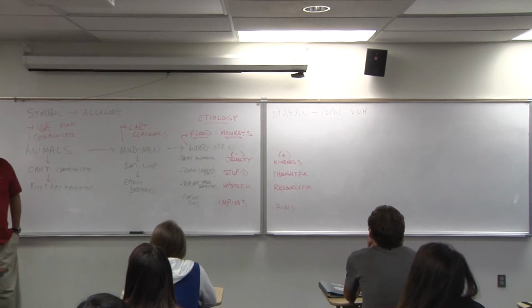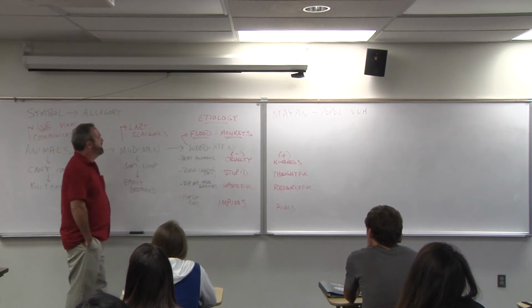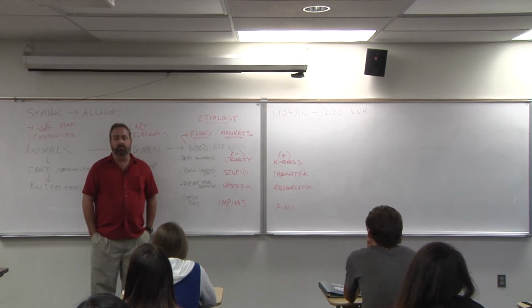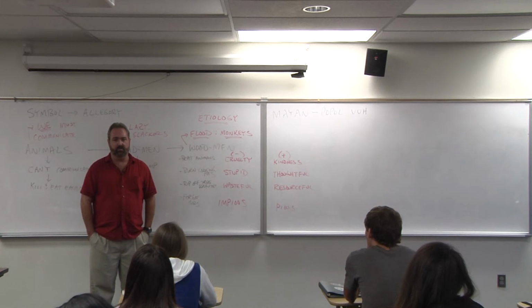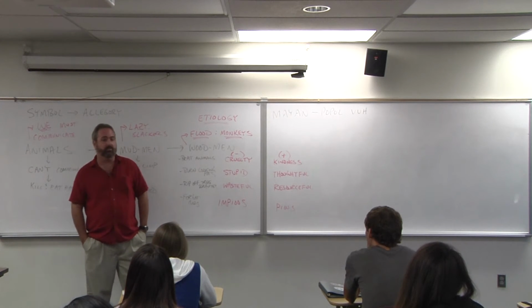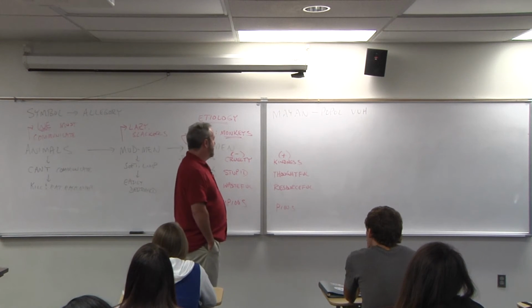All right, so this is an etiology. Religious literature is full of etiologies. Many of you may know Bible stories that explain why there are rainbows in the sky, or why snakes crawl on the ground and don't have legs, or why women have pain in childbirth. Okay? These are all etiologies as well.